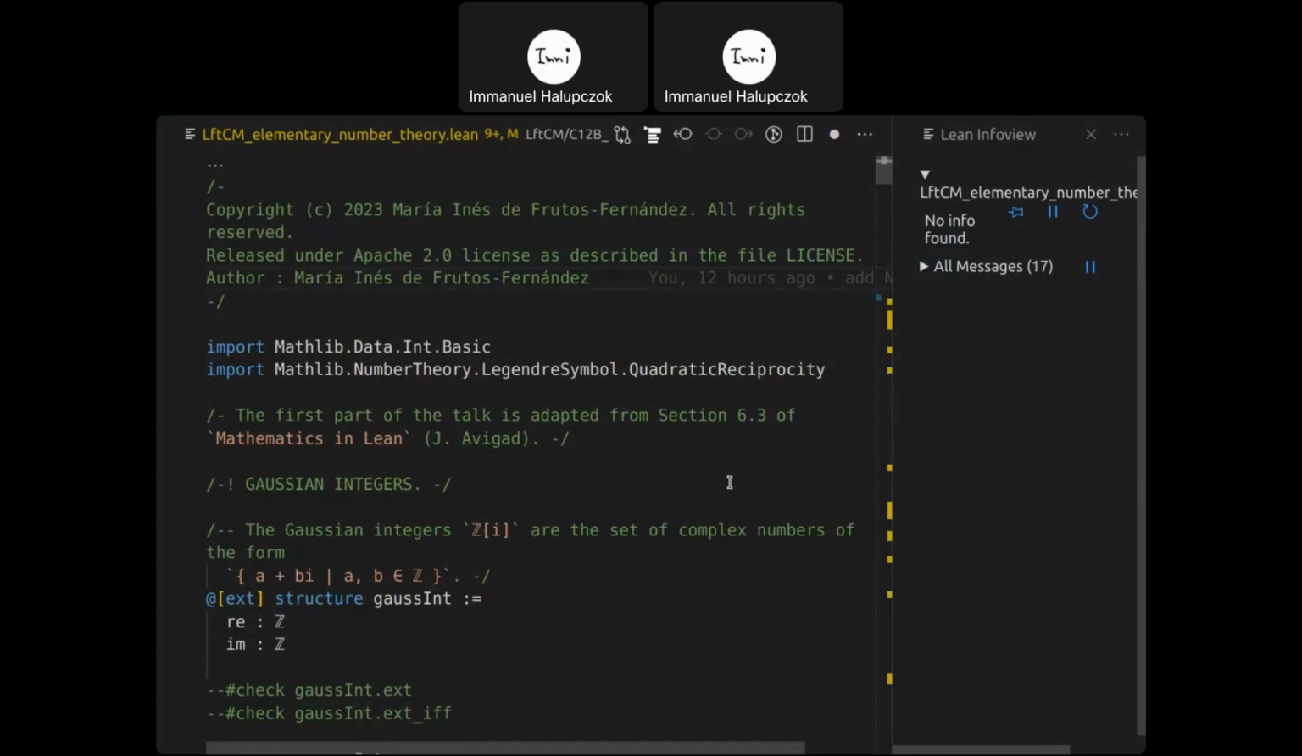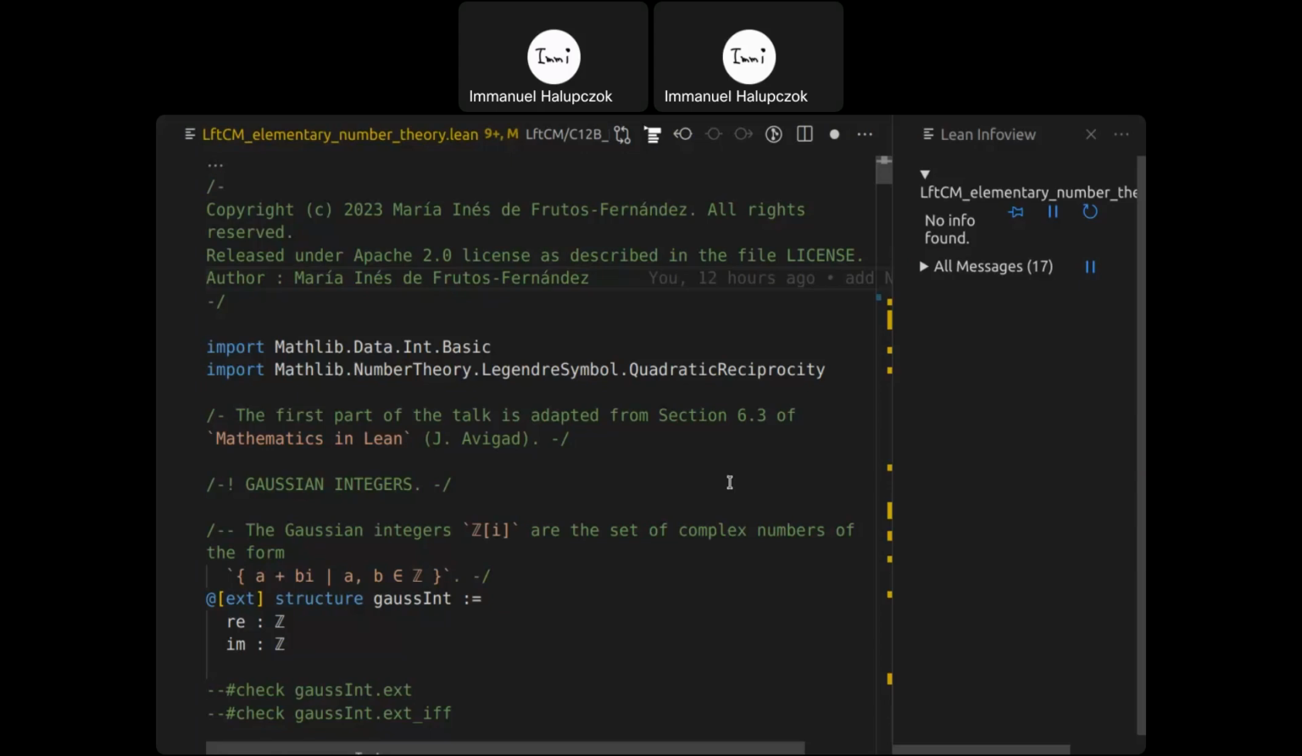So I'm going to talk about the Gaussian integers and how we can construct them in Lean and prove things about them. So the first part of the talk is going to be adapted from Mathematics in Lean, section 6.3 of that book. And then the next part is about units and prime elements in the Gaussian integers. That part is not in the book, but hopefully you can follow from what I wrote here and the exercises. Okay, so let's start with the definition.